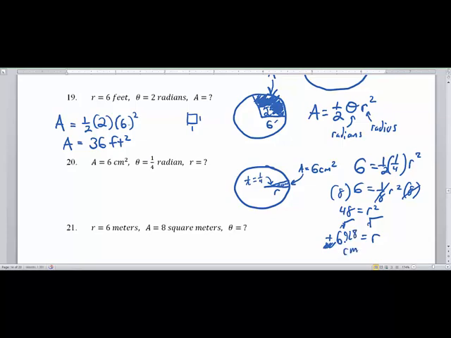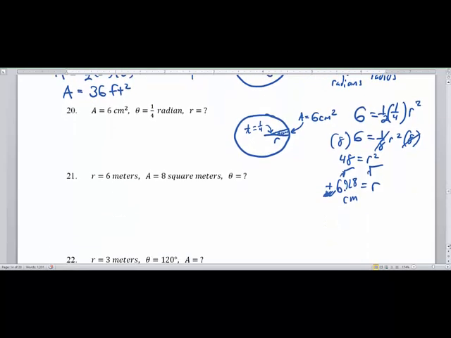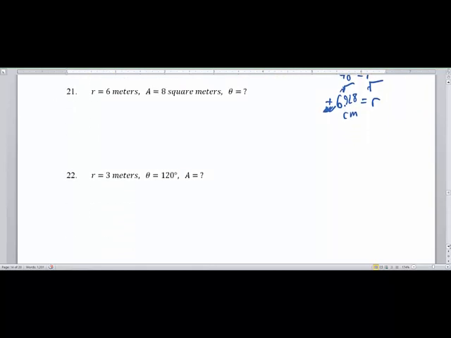And also, a fun fact, if you take the square units and take the square root of them, you get just centimeters. So there you go. There you have your problem number 20. Number 21 does not lend itself to a picture that well. The reason is because we don't know theta.